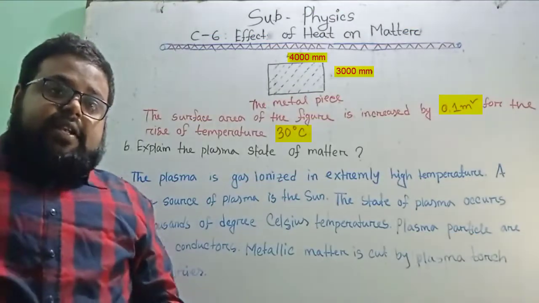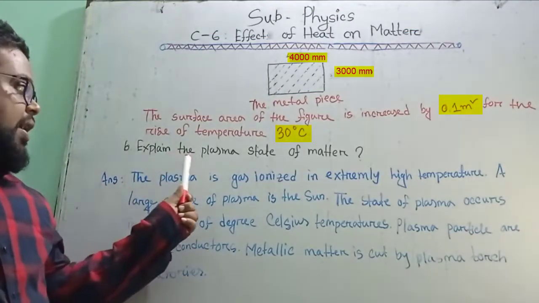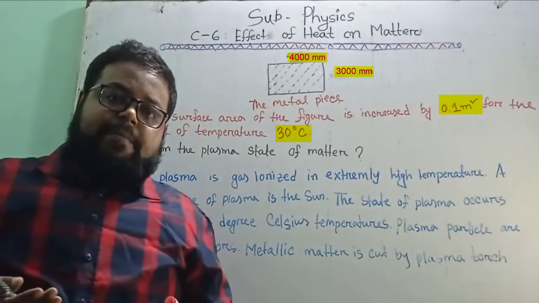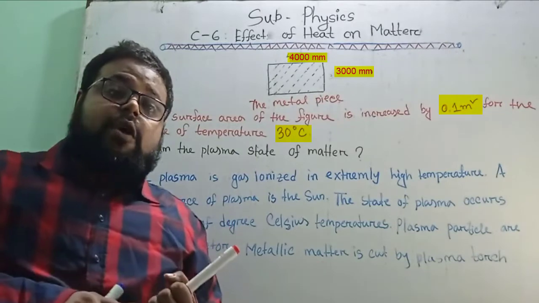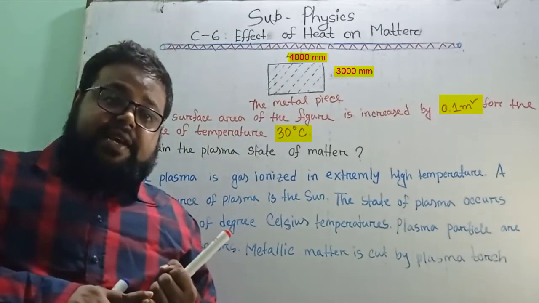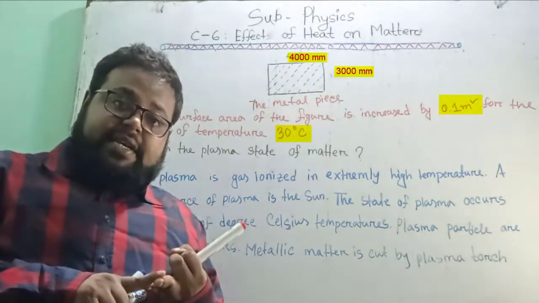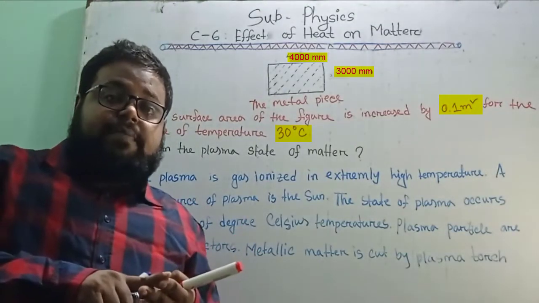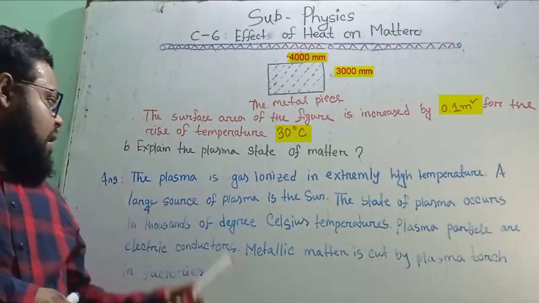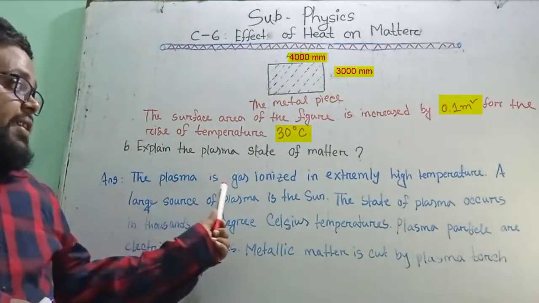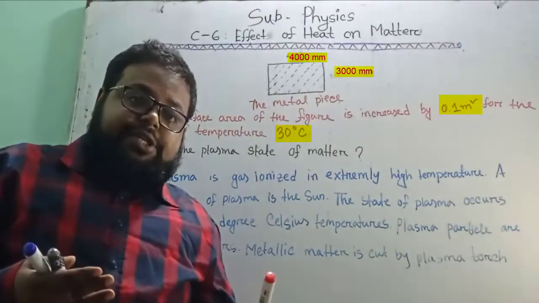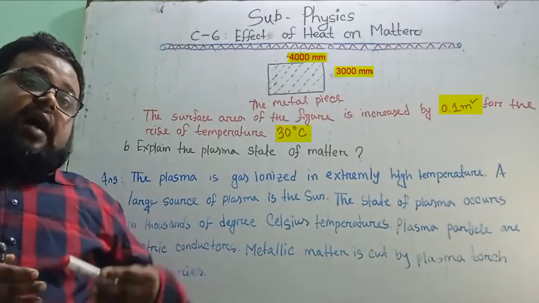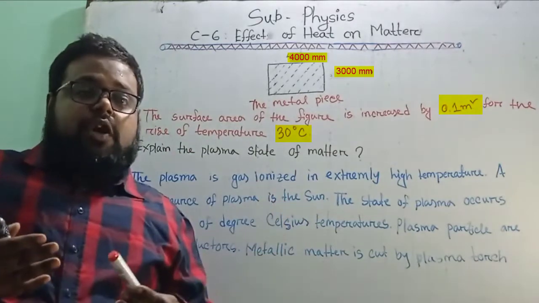Dear student, number B question is, explain the plasma state of matter. Do you know what is plasma? Plasma is the fourth state of matter. The first state is gas, the second state is liquid, the third state is solid, and the fourth state of matter is plasma. Usually plasma is gas ionized at extremely high temperature. A large source of plasma is the sun. Aside from that, other stars are also a source of plasma.